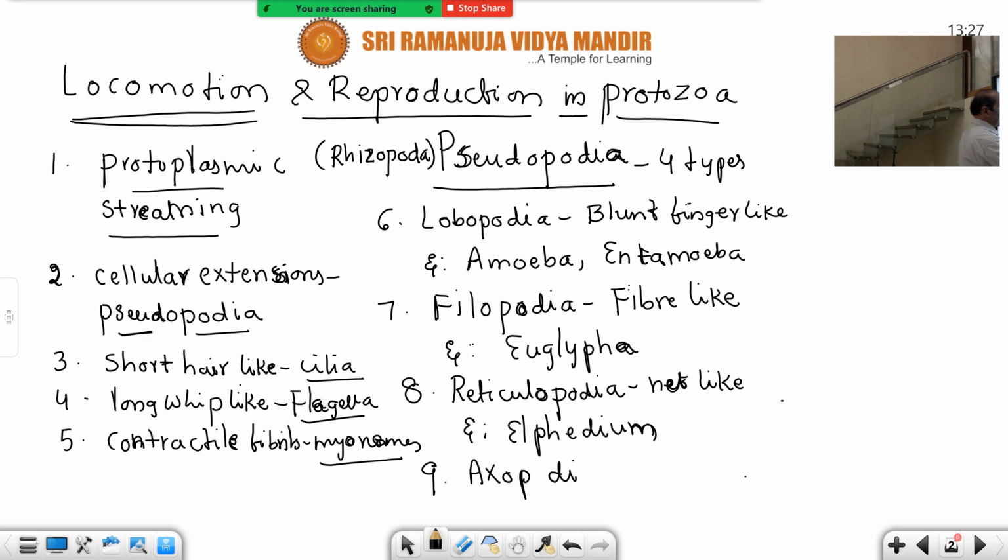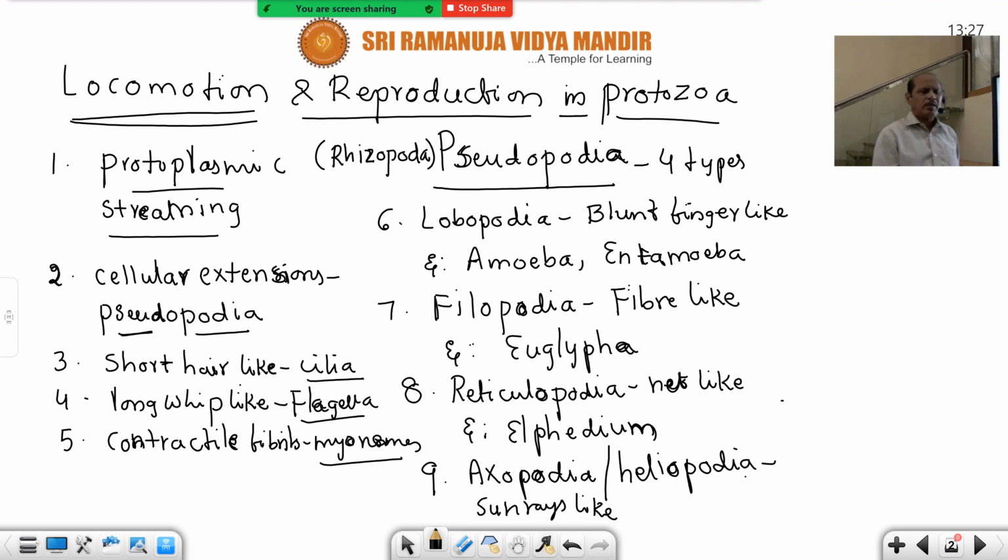Axopodia: axo means rays, sun-ray-like pseudopodia. Axopodia are also called heliopodia. Helio means sun, so heliopodia are sun-ray-like pseudopodia. These are like sun rays. Hence sun-ray-like pseudopodia, or axopodia, or heliopodia, or actinopodia. The other name is also there but not given in the book; if you want, you can note down actinopodia also.